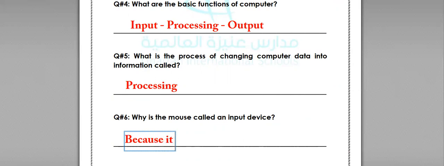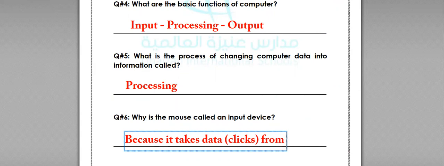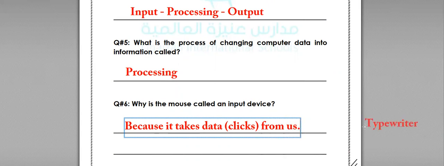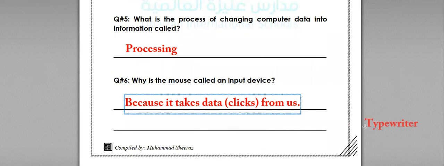Why is the mouse called an input device? Because it takes data, meaning the clicks, from us. So it needs some input from us, then the mouse will work. So it's an input device. Along with this question, we have come to the end of worksheet number 5.